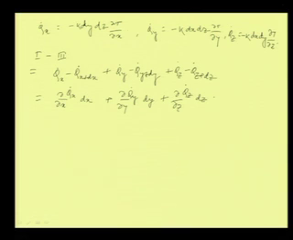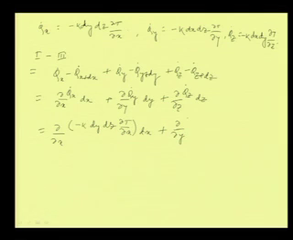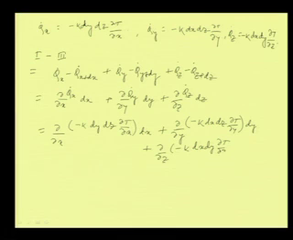Now, we know what q x, q y, and q z are. If we put them in, we will get del x of minus k dy dz del T by del x into dx, plus del y of minus k dx dz del T by del y into dy, plus del z of minus k dx dy del T by del z into dz.